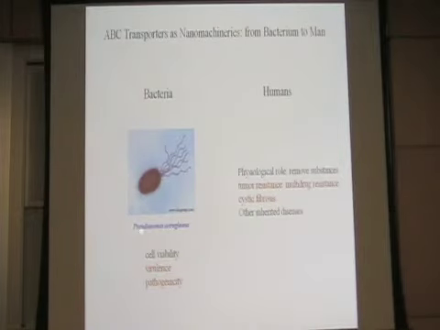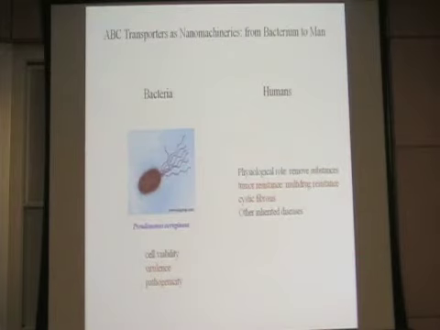So Pseudomonas aeruginosa is a really opportunistic pathogen that has become resistant to many drugs on the market, and usually it's lethal to some patients, like cystic fibrosis patients.